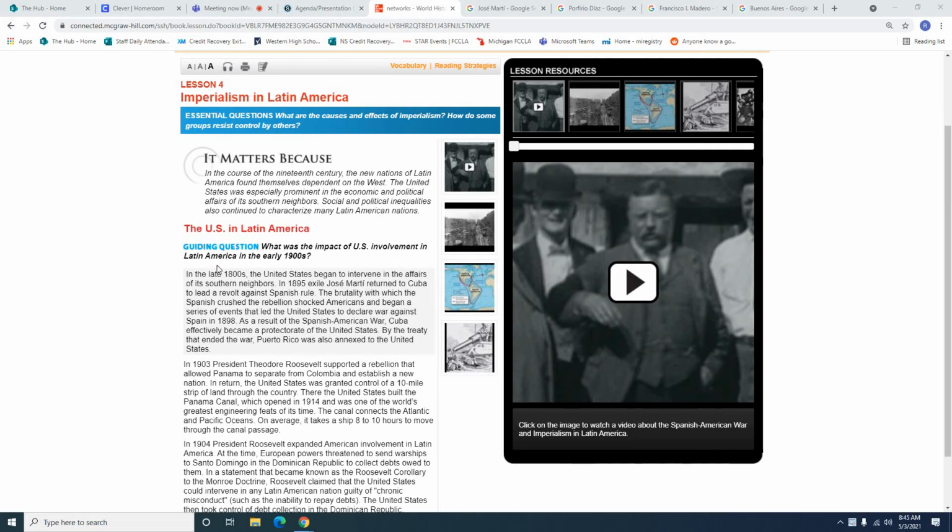We're talking about imperialism in Latin America. So, in the course of the 19th century, the new nations of Latin America found themselves dependent on the West. The U.S. was especially prominent in economic and political affairs of its southern neighbors. And social and political inequalities also continued to characterize many Latin American nations. We're going to be looking at particularly Mexico as something of a case study when it comes to that.